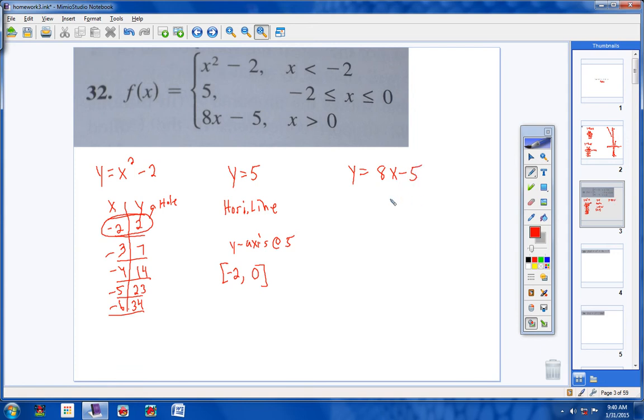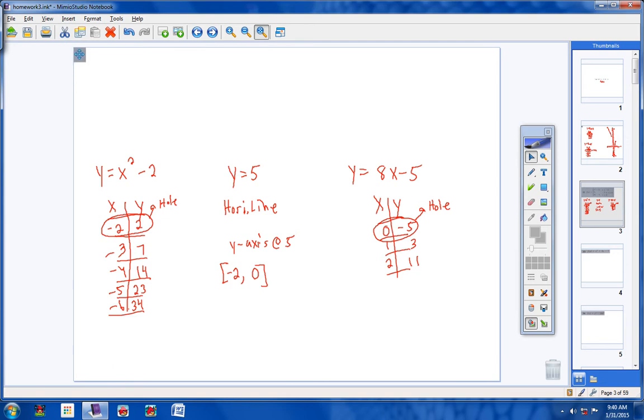Now, that's going to be a linear graph, obviously, so 3 points will be sufficient, and x is greater than 0, so I'm going to put a 0 here, but circle it, and make a note to myself, there'll be a hole in the graph there. And then we're getting greater than 0, so 1 and then 2. Put a 0 in, you get negative 5. Put a 1 in, you get a 3. And then put a 2 in, and you will get an 11. All right, so there's all the information I really need to graph this thing.